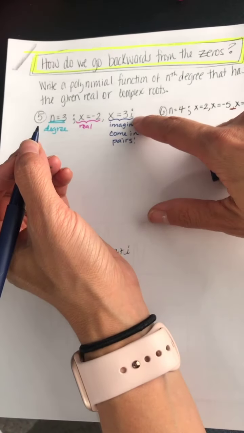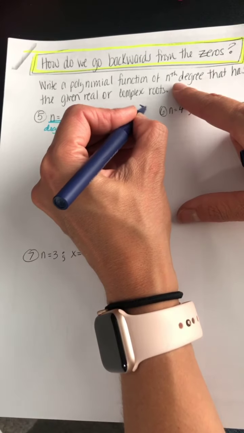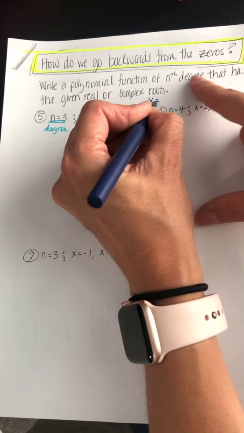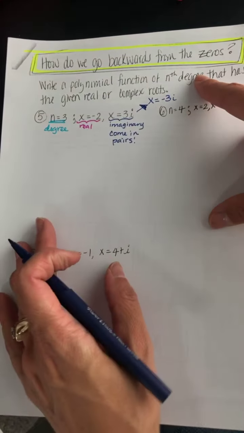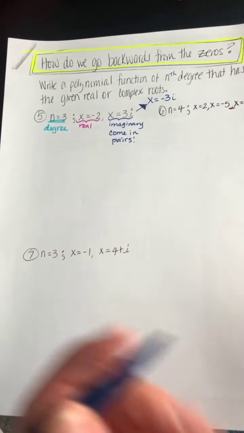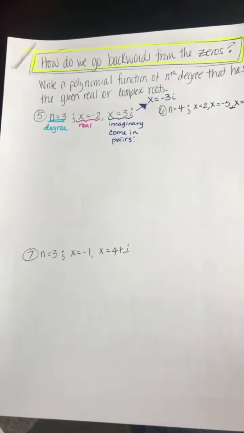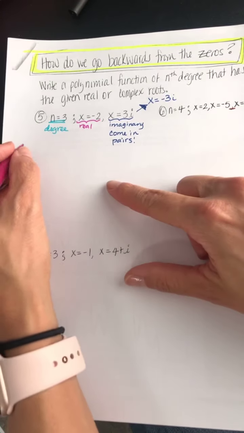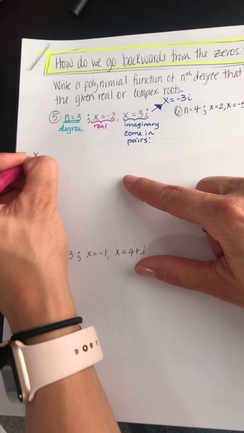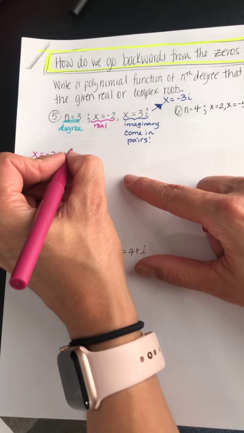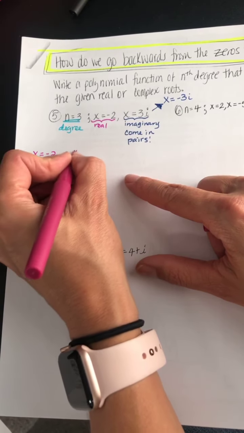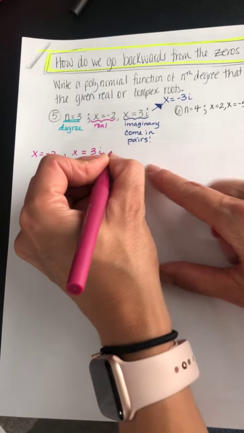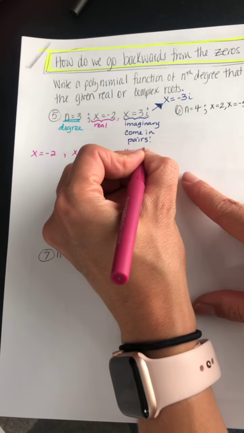So if we have a positive 3i, then we also must have an x equals negative 3i. Okay, so there are our 3 zeros, our 3 solutions. Okay, so now let's write them down. We have x equals negative 2. We have x equals 3i. And we have x equals negative 3i.